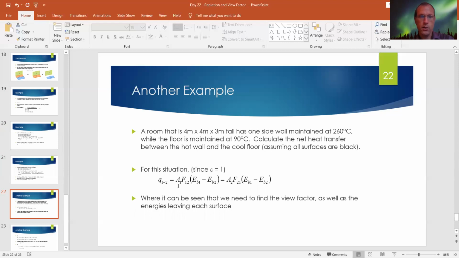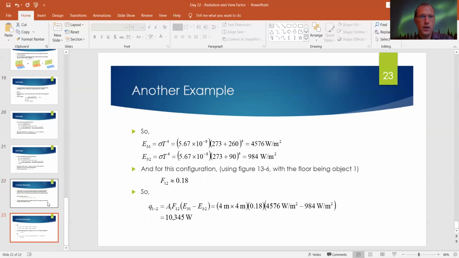So Q12, A1, F12 times my sigma T to the fourths. The difference of the two. I can also take A2, F21 if I wanted. Doesn't really matter. So what I need to find from this, areas are easy to find, but I'm going to need a view factor, either F12 or F21, and I'm going to need emissive powers, sigma T to the fourths for both of them, which again aren't that hard to find. So the big thing about this is the view factors.